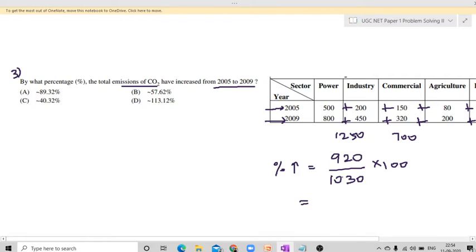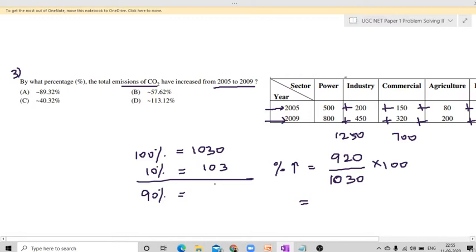For this number 1030, this 920 is actually something less only, is it or not? So it has to be something less than 100 percentage. Maybe the value will be around 90 percentage. So let's just check it. For my number 1030, 100 percentage is the same number 1030, whereas 10% would be actually 103. So if I want to calculate 90 percentage, it would be 927. So 90% is 927, but we need the value of 920.